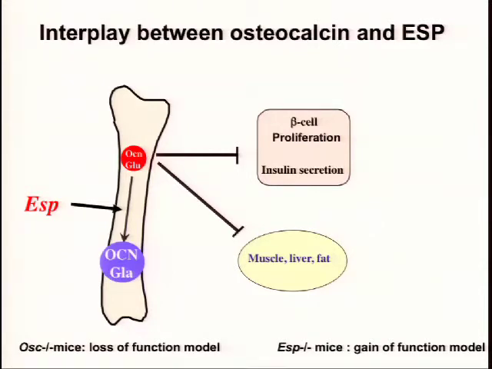As a result, also, we have 2 models to study osteocalcin. One is a loss of function model, the classical osteocalcin knockout. And one is a gain of function model, the ESP knockout. And this is very fortunate because every result of any experiment done with a knockout of osteocalcin can be verified with an internal control that is built in the system, which is the ESP knockout. And I'm going to show an example of that before going into the data club data.